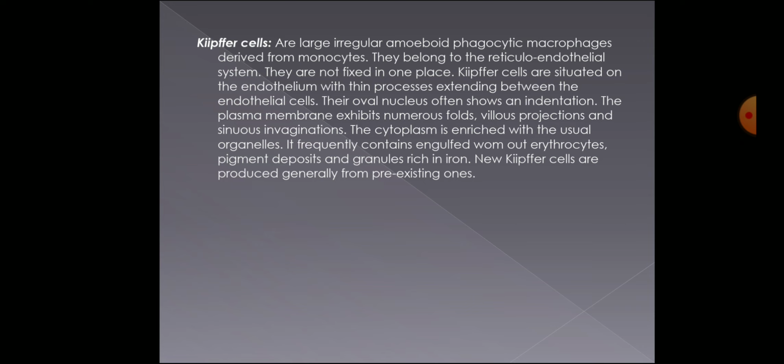Their oval nucleus often shows an identification. The plasma membrane exhibits numerous folds, villi, and sinusoid invaginations. The cytoplasm is enriched with the usual organelles. It frequently contains engulfed, worn out erythrocytes, pigment deposits, and granules rich in iron. New Kupffer cells are produced from pre-existing ones.